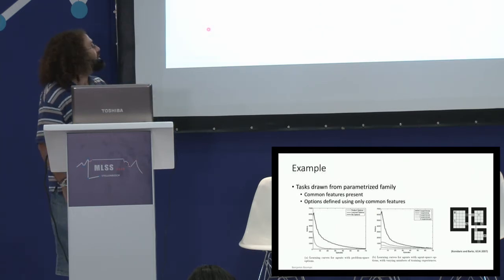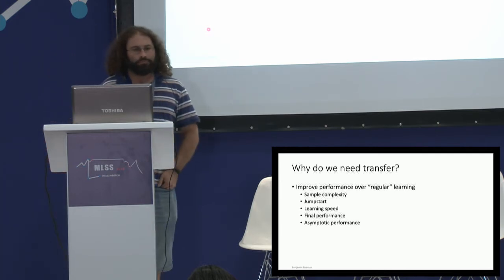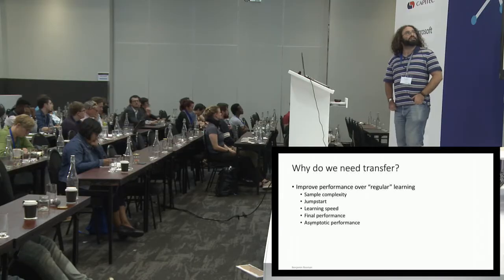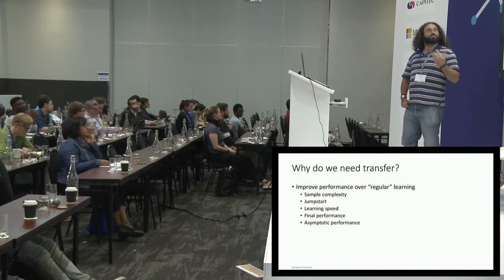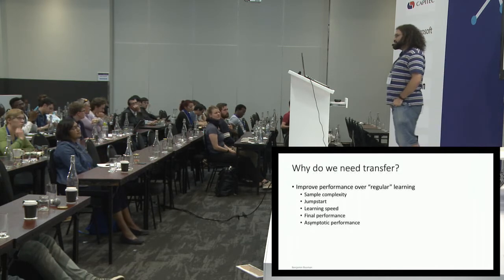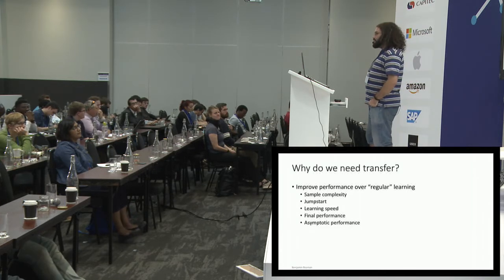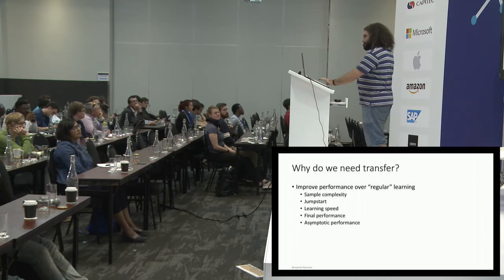Right, so it should be pretty clear that there's a lot of different kinds of benefits you might get out of this. So I mentioned there that you could get this jumpstart performance, but you can also improve learning speed. Sample complexity is a big deal for expensive systems. And even in the right situations, you can get better asymptotic performance.